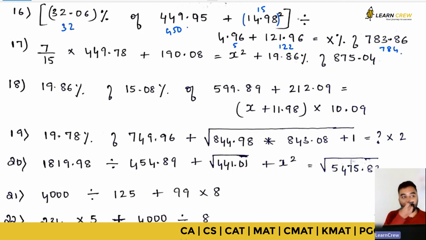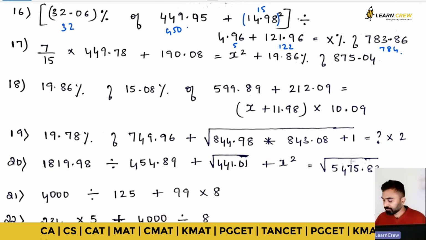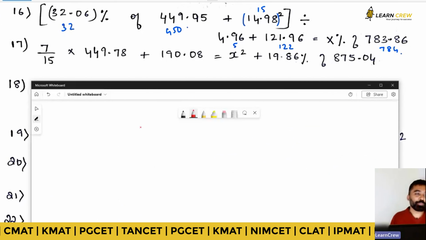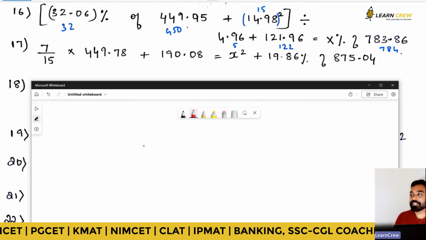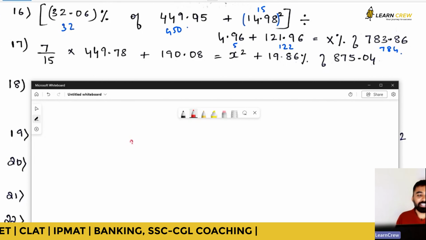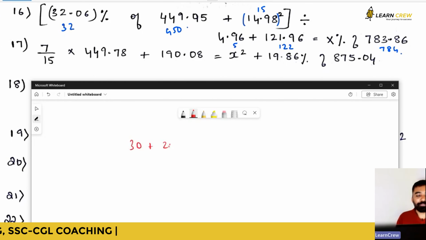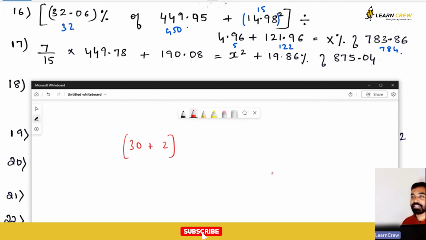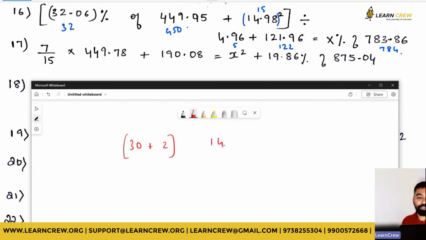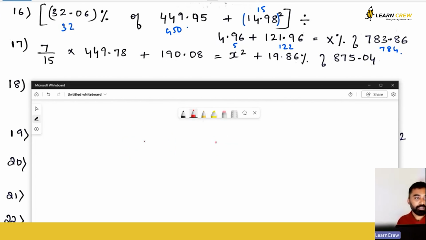So what is inside the bracket? 32% of 450. How can you find 32% of 450? Okay. What's 10% of 450? 45. So can I write 32% as 30% plus 2? You can write it this way. So this becomes 45 into 3. That is nothing but 135. What is a single percent of 450? 4.5. What is 2% of 450? 9. 135 plus 9 is 144. 144 is the first answer, right?